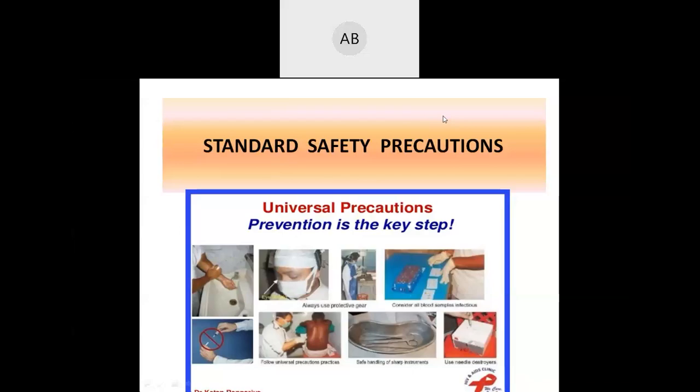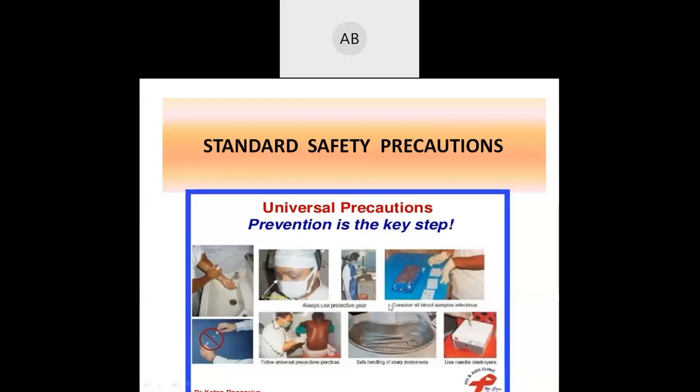So in the last class we have already seen the post-exposure prophylaxis. Now next we will be moving on to the standard safety precautions. This is the continuation of this immunology unit. What are the particular standard safety precautions that have to be followed for an HIV patient? Already you may be aware of it, isn't it?